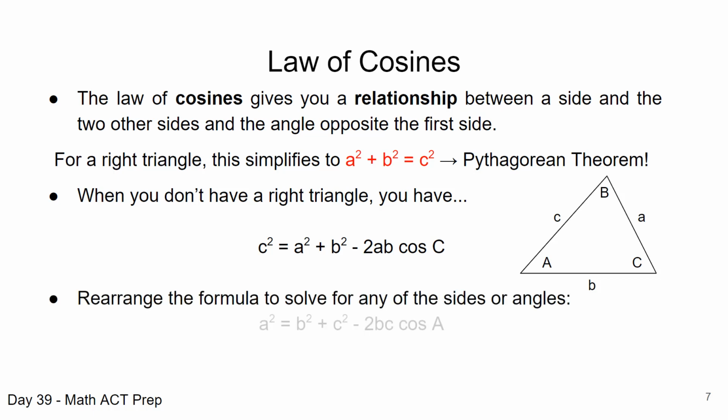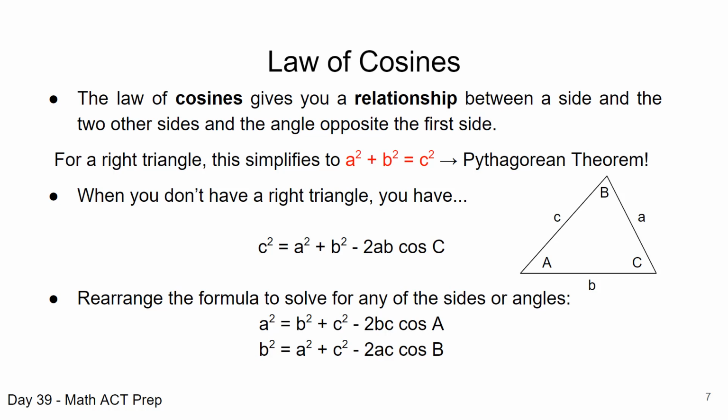You can rearrange this formula to solve for any other side lengths. Here we're solving for a squared instead of c squared, and notice how we just changed out the other two side lengths and the angle measure in our cosine function. We can also solve for b squared. Again, we're changing out the side lengths and angle that we're looking for.